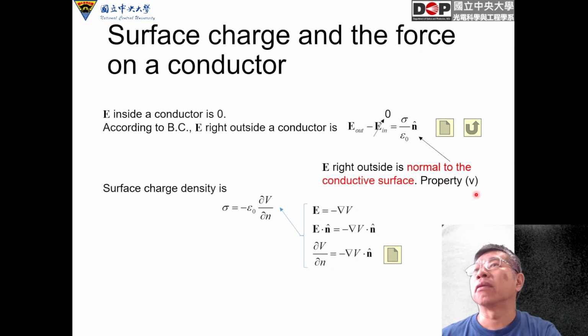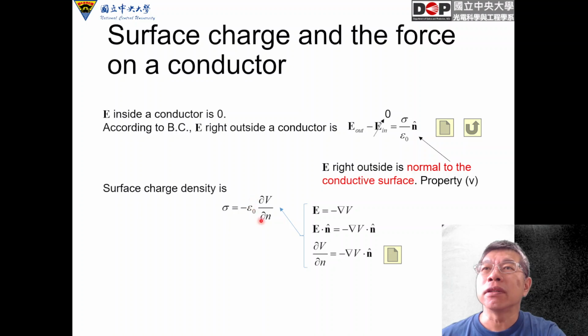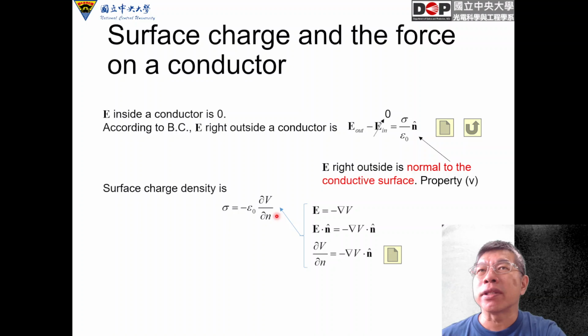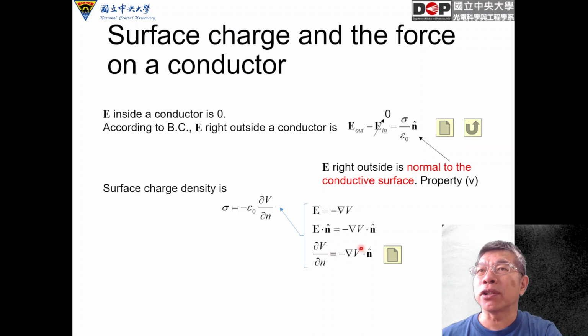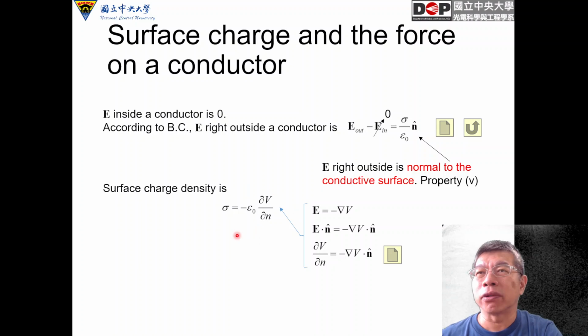This is the property we mentioned. Okay, the surface charge density, using the previous result, and the potential has a normal derivative which is proportional to the surface charge, because you can go back and check the boundary condition. So that is the simple proof of it. We also did it in the boundary condition, but by then we considered the electric field inside and outside. Here we only show the outside.